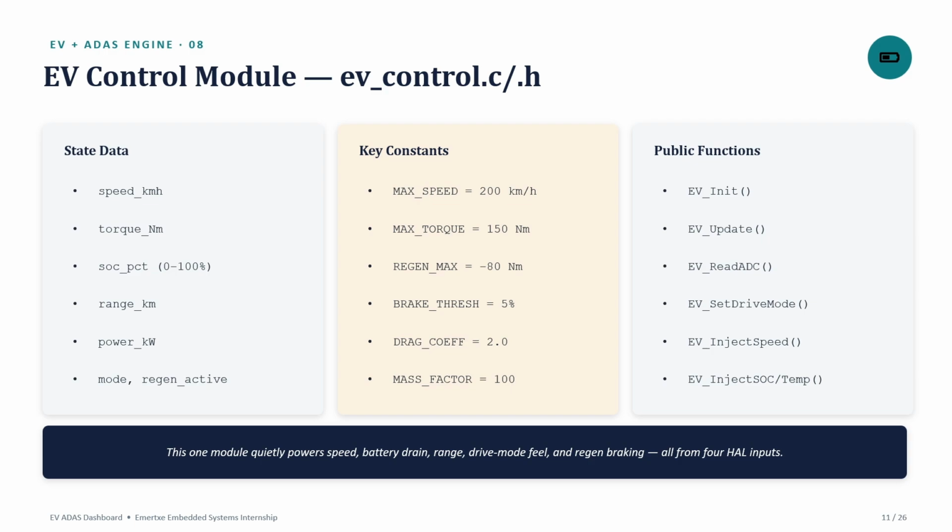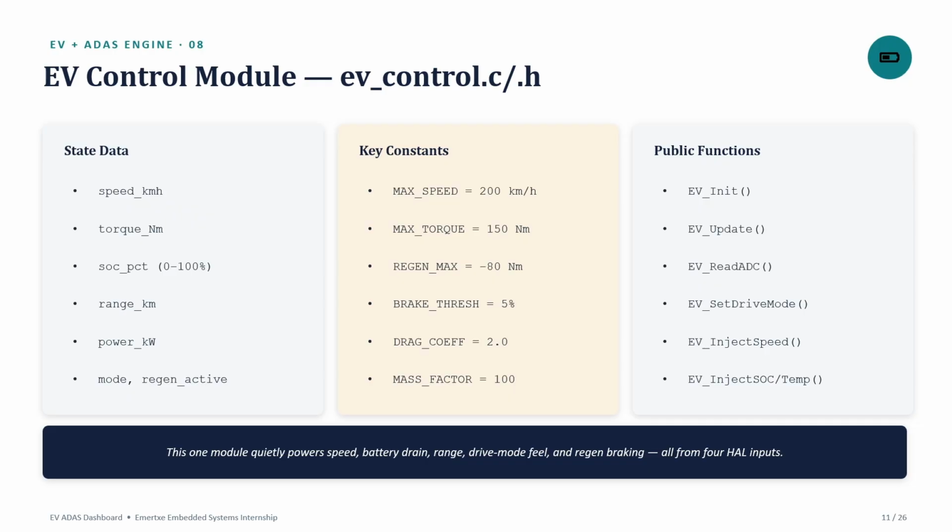First, it also has some constants, like max speed, what the car is capable of achieving in the simulation, and max torque, what the car motor is capable of providing in case of full acceleration or full throttle. Regenerative max means the full capability of the motor to generate a backward torque in case of full brake. It also has other constants like brake threshold, drag coefficient, and mass factor.